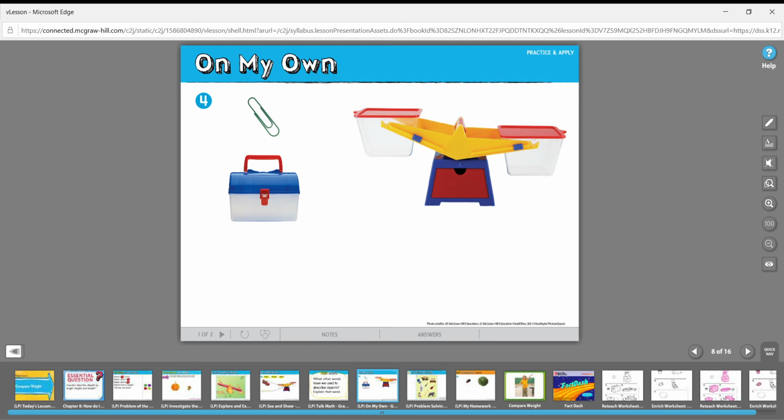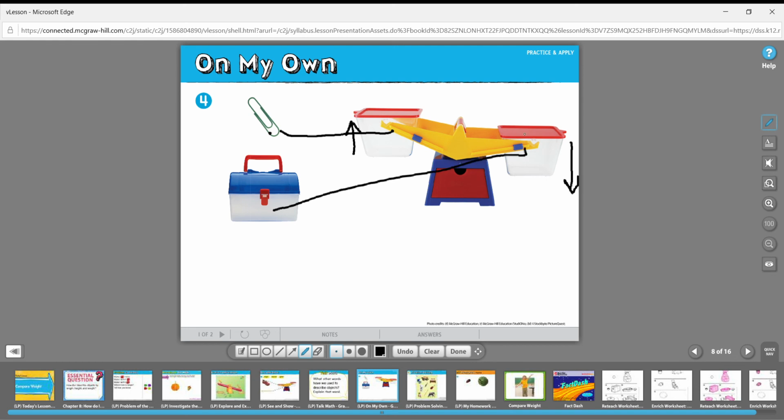So now on this page, there's no dotted lines. You're going to look at the scale. You can even show what you can draw with the arrow if it helps you to remember. The side that's down is heavier. The side that is pointing up is lighter. So if you look at this box that you can carry things around in and this teeny tiny paper clip, which one of those things do you think is lighter? Which doesn't weigh as much? Yeah, I think it's the paper clip. And which of those is heavier? Is the box. So that's what you do on the On My Own page.